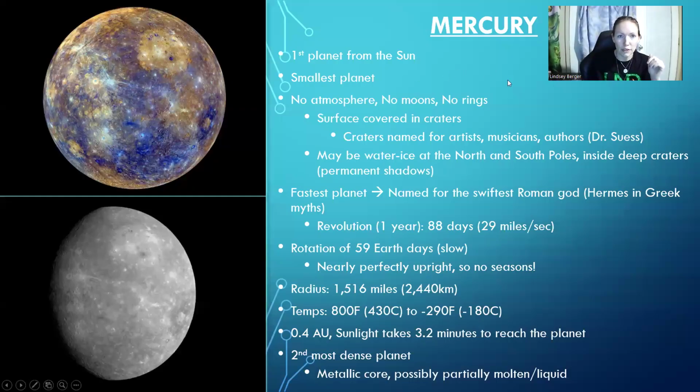All right, first up is Mercury. It is the first planet from the sun. It is the smallest planet. It does not have any atmosphere. It does not have a moon. It does not have any rings.